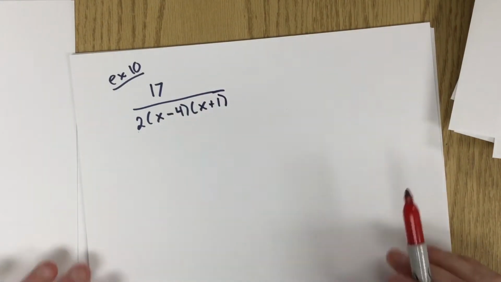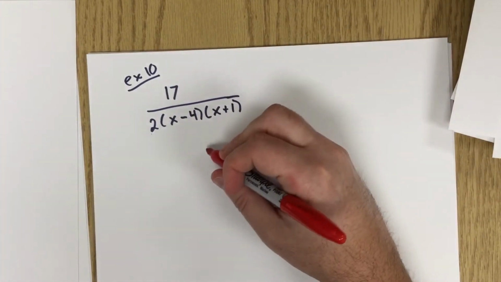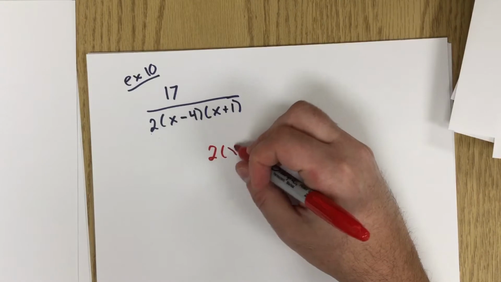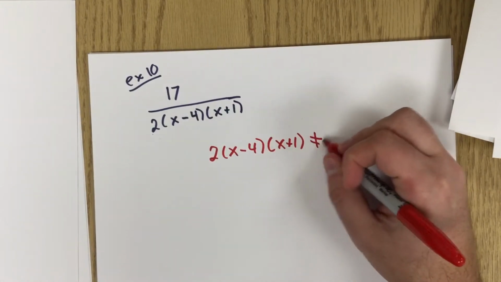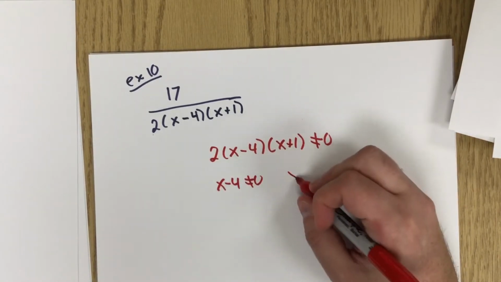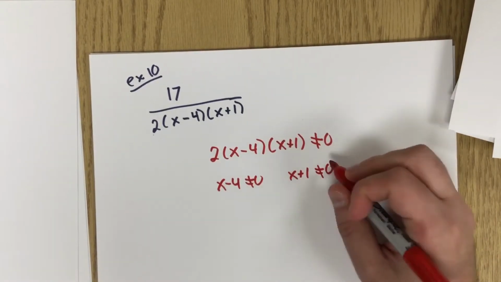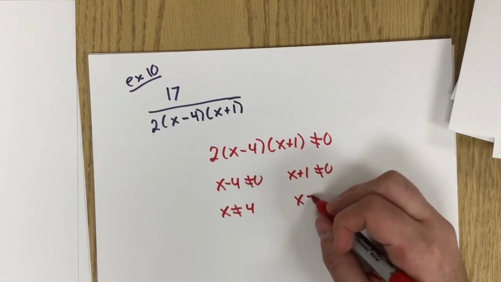So we have 17 over 2 times x minus 4 times x plus 1. As usual, the bottom cannot be 0. So 2 times x minus 4 times x plus 1 cannot be 0. So we know that x minus 4 is not equal to 0, x plus 1 is not equal to 0. X cannot be 4. X cannot be negative 1.